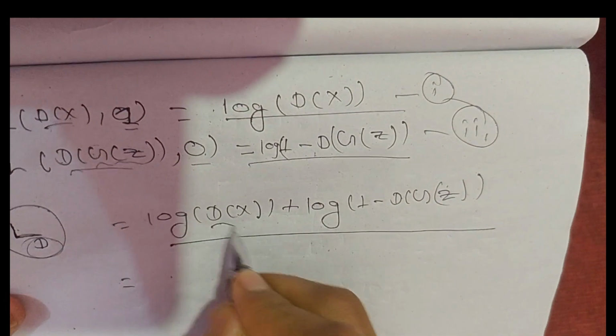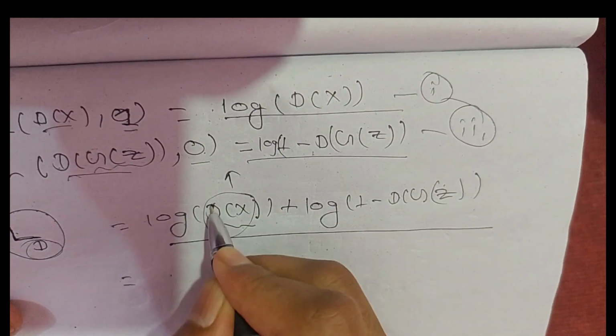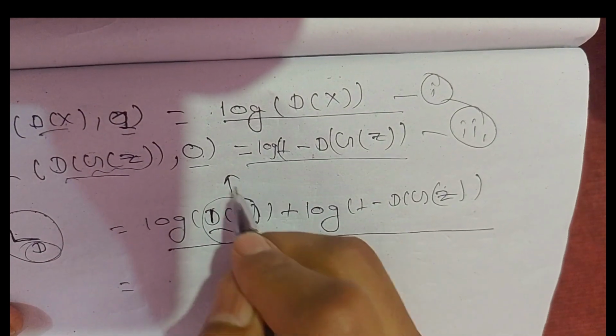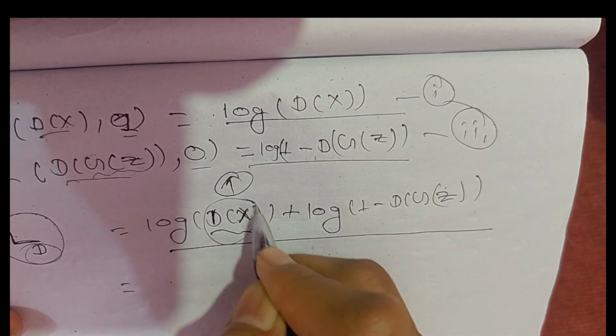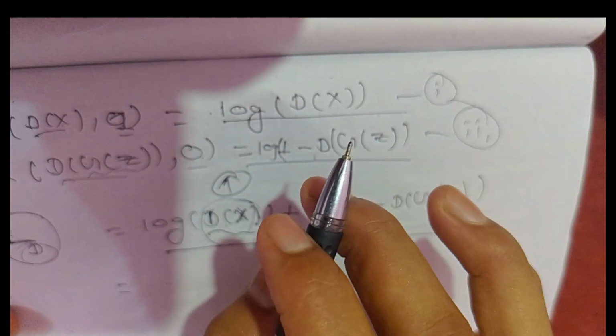This is D of x. This should be high. For the discriminator, this quantity should be high because the discriminator probability for the real data should be high. If this inner quantity is high, the log of this inner quantity must be high.